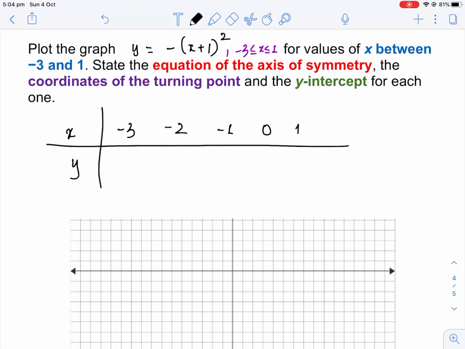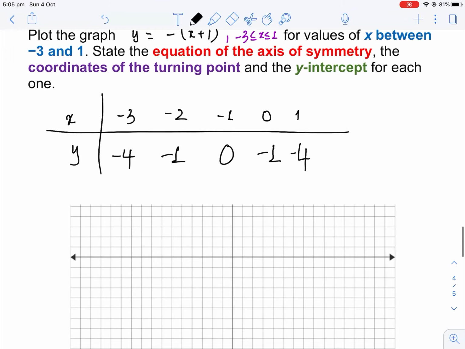So if x equals -3, I substitute this into this expression. -3 plus 1 is -2. -2 squared is 4. And the negative of this one is -4. Okay, a bit complicated, but you will get used to it. And then if x equals -2, then this one turns to -1. If x equals -1, then this one is 0. If x equals 0, it's -1. And if x equals 1, this one is going to be -4.